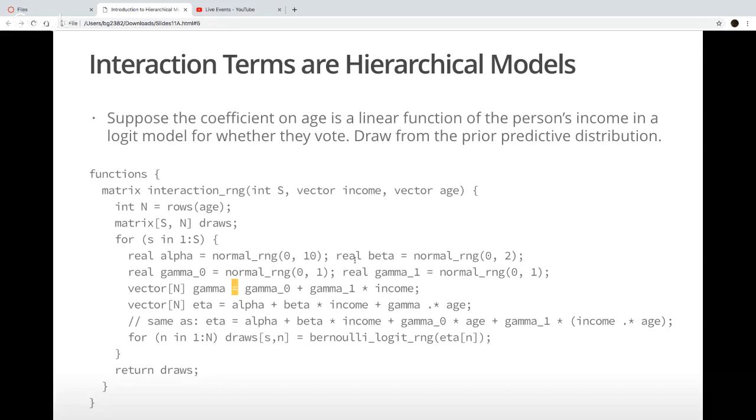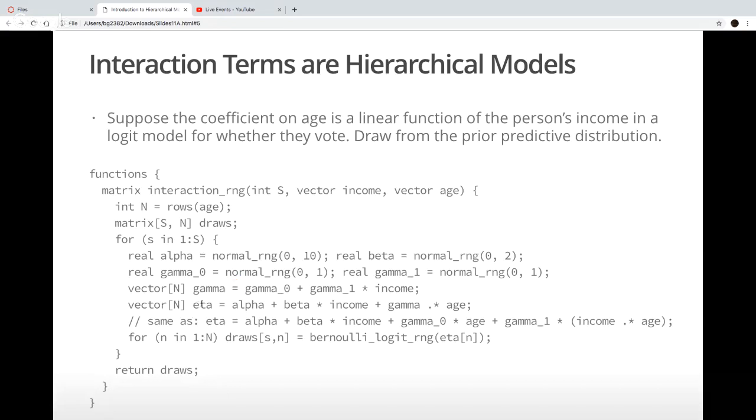So I've specified that how sensitive the person's log odds of voting is with respect to their age depends in a linear way on what their income is. And so rather than having intercept plus slope times thing be a way of constructing a linear predictor for data, now I'm using that intercept plus slope times, in this case, income, as my specification for other coefficients, gamma in this case. And then I'm going to take gamma and element-wise multiply it by age to get the other part of the log odds for whether this person's going to vote.